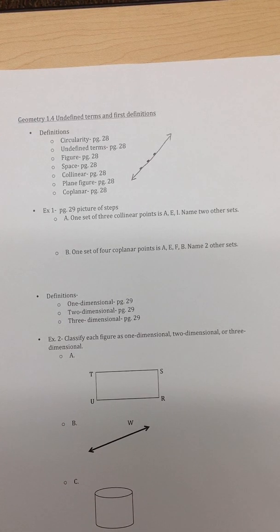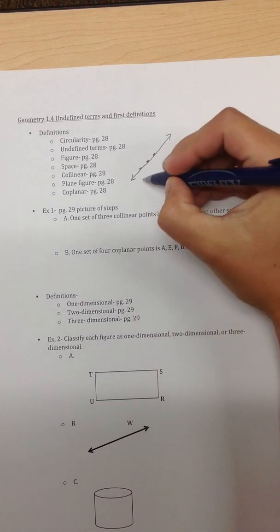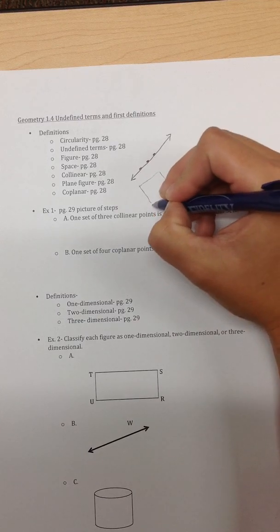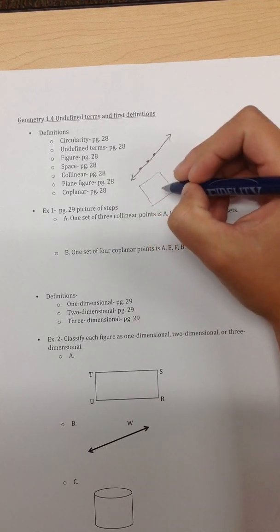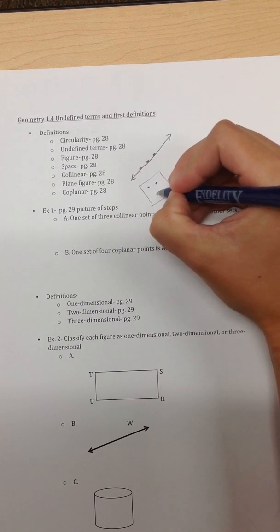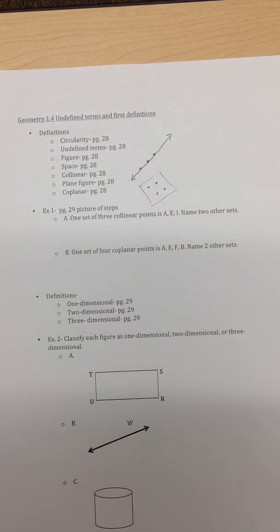Okay. Next one is coplanar. Dealing with the plane again, it says 4 or more points are coplanar if there is a plane that contains all of them. Okay, so I'm going to sketch a picture here. Imagine this as a flat surface or a plane. So coplanar would be 4 or more points all on that same flat surface. If I've got a piece of paper, they're all on that.